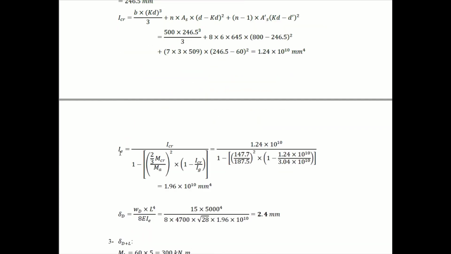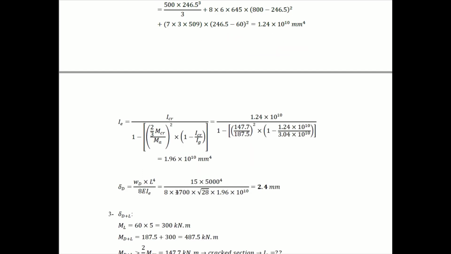Now we can go and determine I effective. This rule is taken from the ACI code also, 2019 version. I effective is equal to I cracked over 1 minus, we open a bracket, 2/3 M cracked over M applied, all squared, times 1 minus I cracked over I gross. M applied in our case is M dead load. Direct application, we have I cracked, we have 2/3 M cracked, the M applied here is M dead load, we have I gross, so I effective is equal to 1.96 times 10 to the power 10.